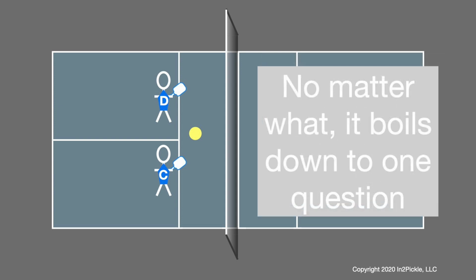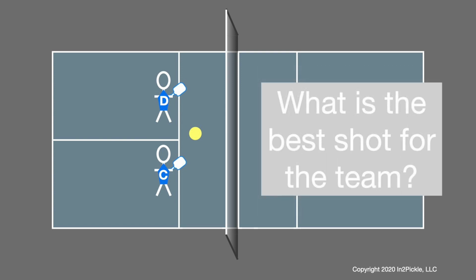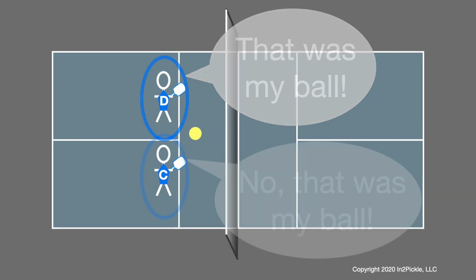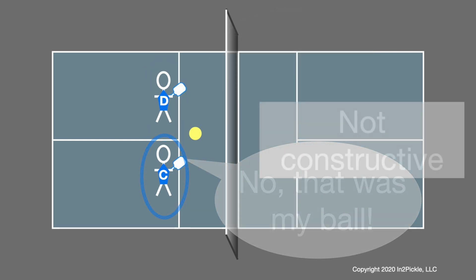But the question of whose ball it is or who should hit a certain ball should be always driven by one question and one question only, which is what's the best shot for my team? What's the best shot for us as a group? Pickleball is not played as two individuals. Pickleball is played as a team of two players on each side of the net. And so the real question is, what's the best shot for the team?